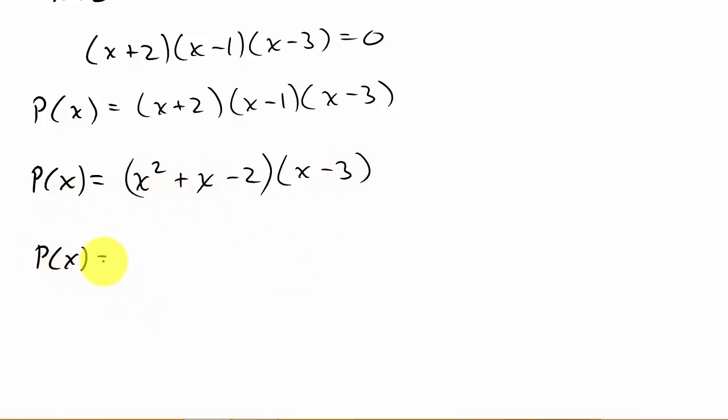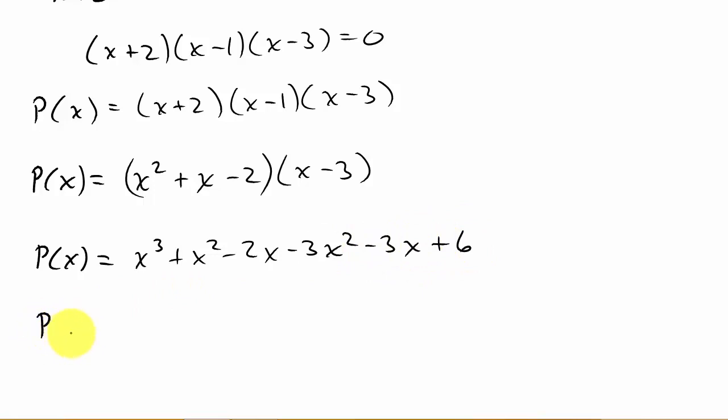So I get P of x is equal to, let's distribute the x to each one. So that's x cubed plus x squared minus 2x. Now let's distribute the -3 to each term. So that's minus 3x squared minus 3x plus 6. And so P of x is equal to x cubed, and let me combine those. So x squared minus 3x squared is minus 2x squared. Let me cross these out so I can see which ones I've done. And then that's minus 5x plus 6.